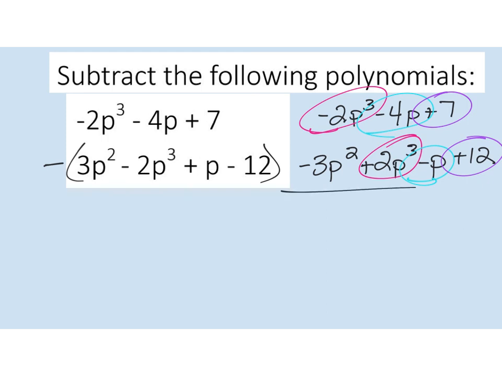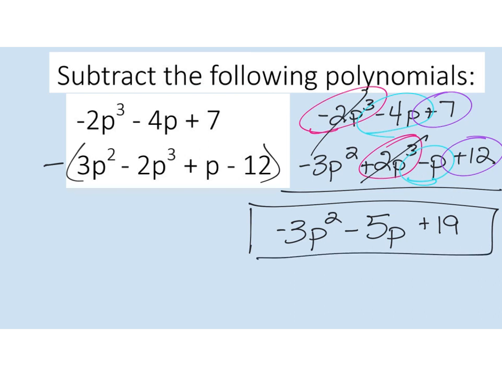So let's see what we got here. Starting with my largest exponent, I have a negative 2p cubed and a positive 2p cubed. So those actually end up canceling out. Then I have negative 3p squared by itself. Negative 4p and a negative p will give us a negative 5p. And then 12 and 7 will give us positive 19. So this is what we need.